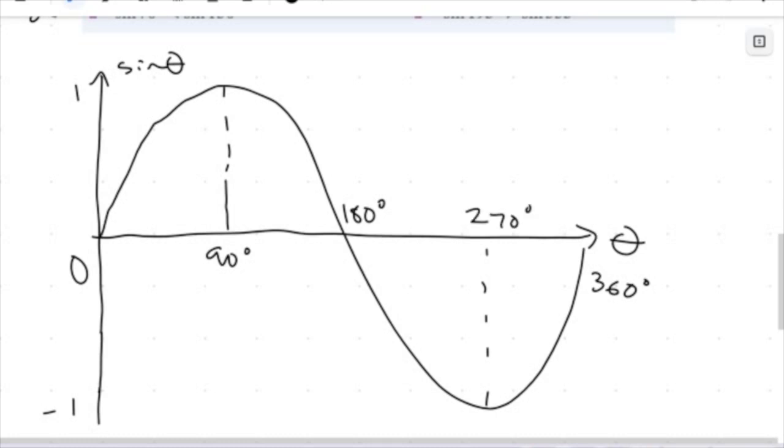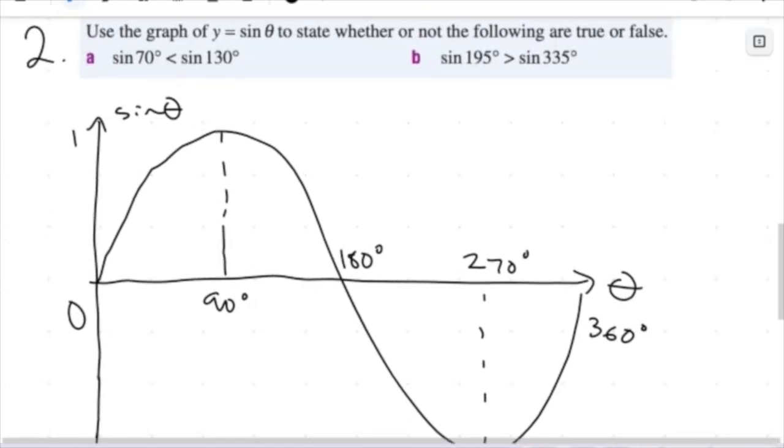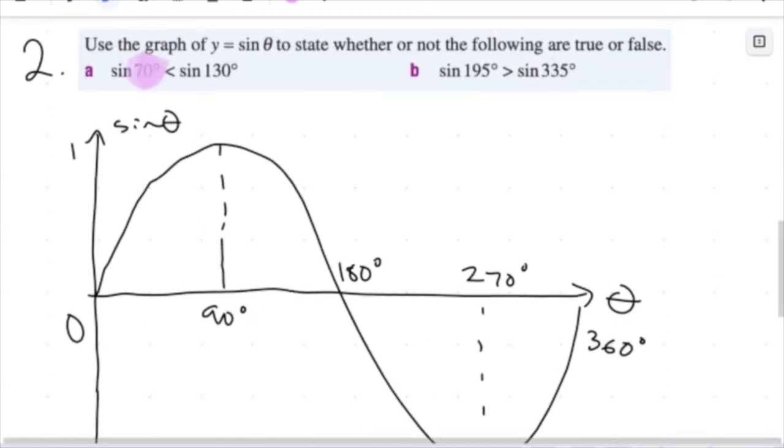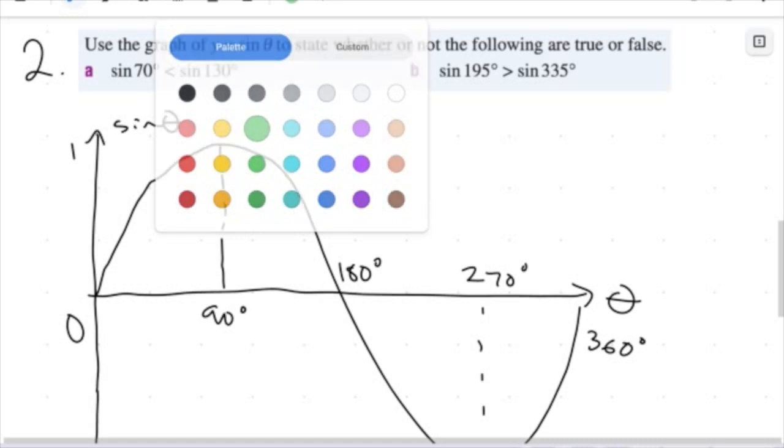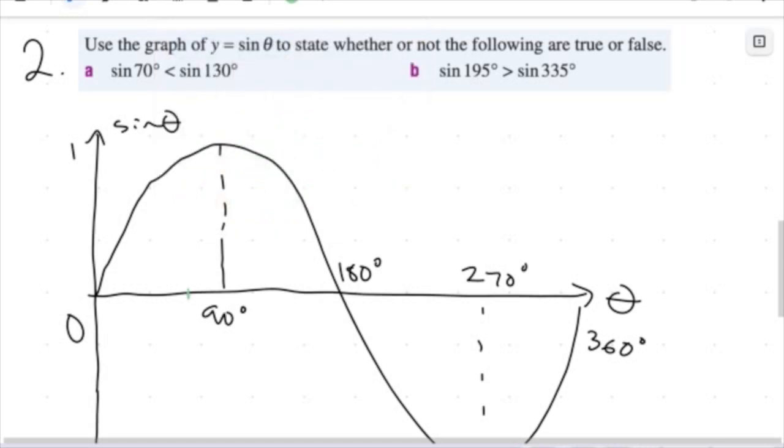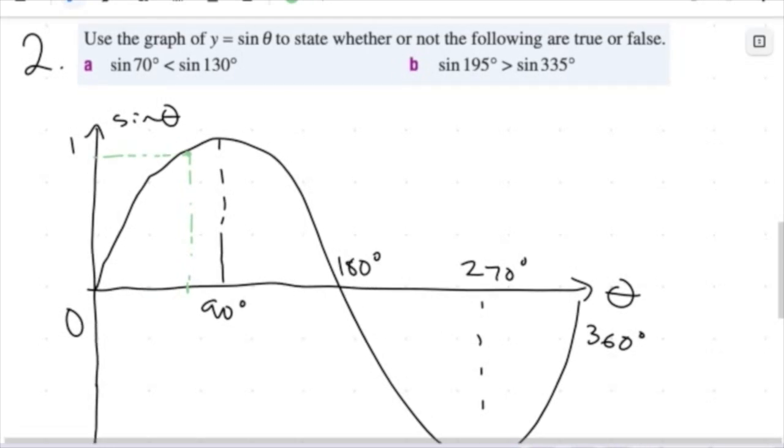Okay, so once again, I am trying to locate the outputs here for the inputs of 70 and 130 degrees. So first of all, if I'm looking at my theta axis here, 70 is going to be a little to the left of 90 degrees. Let's say about here. Now, if I draw this up, this is going to give me a point here, which gives me some kind of ratio over here. So I have 70 there.